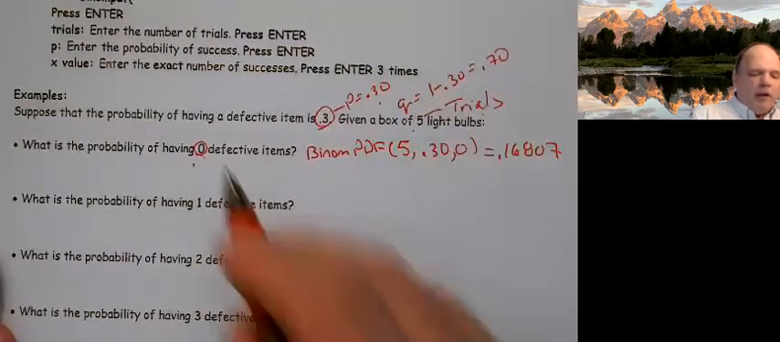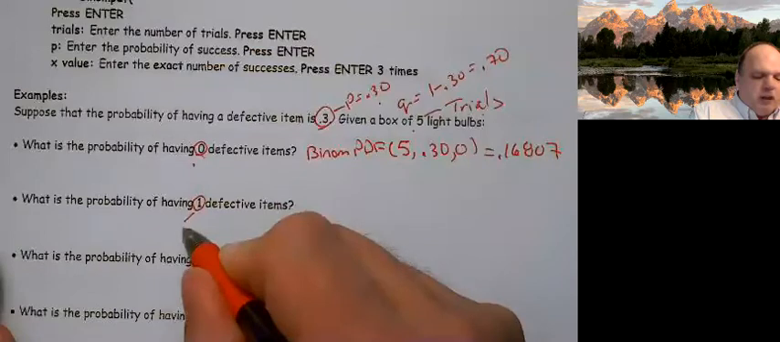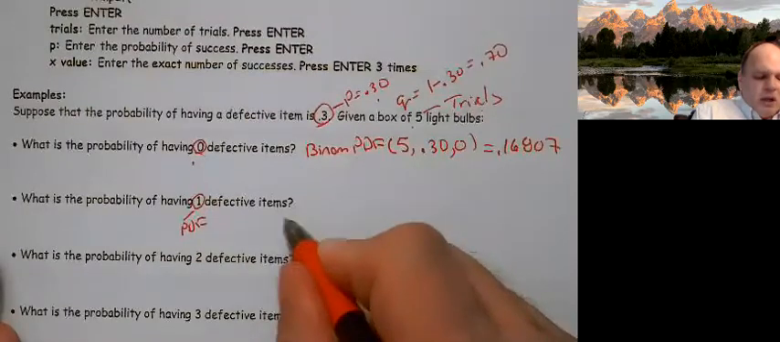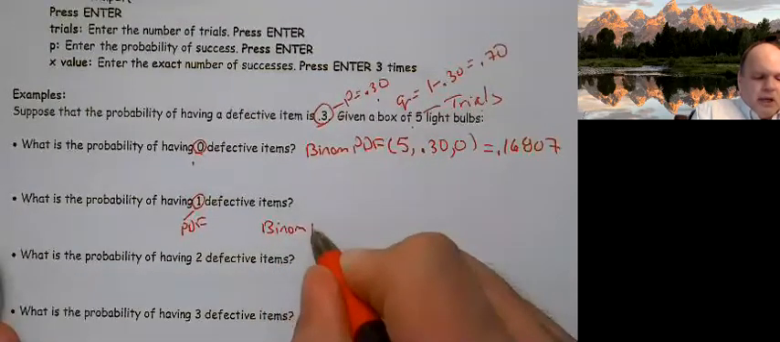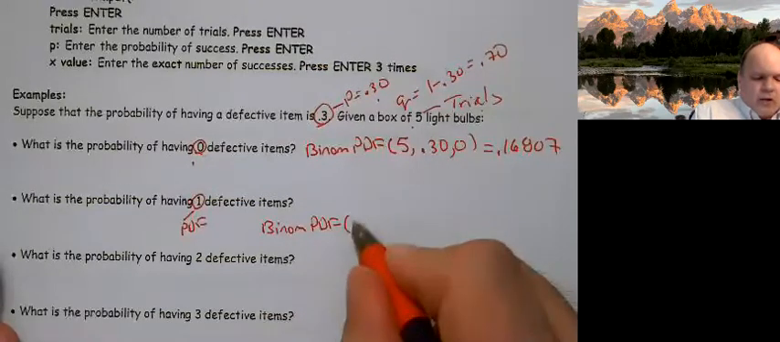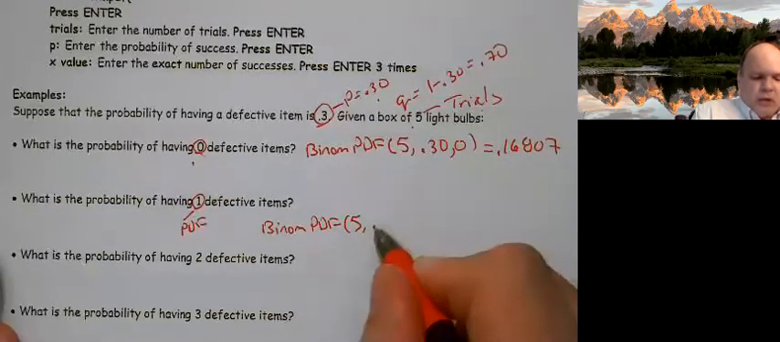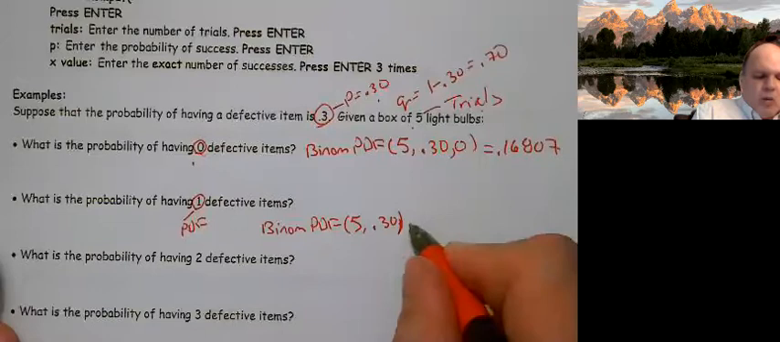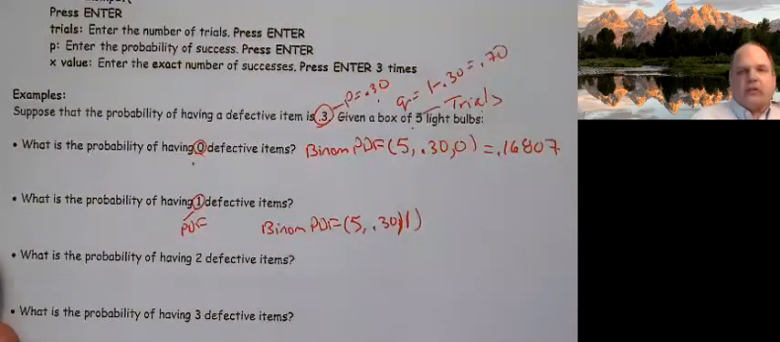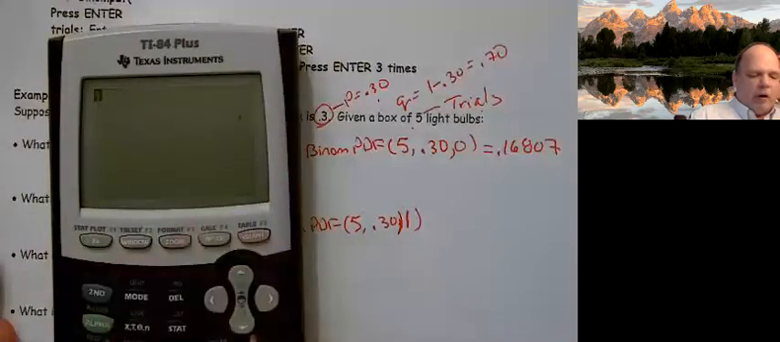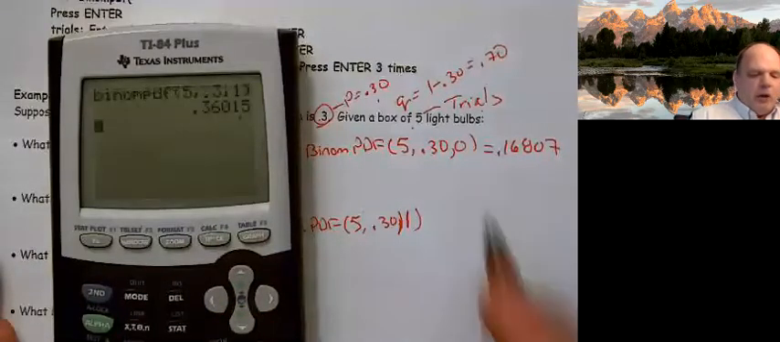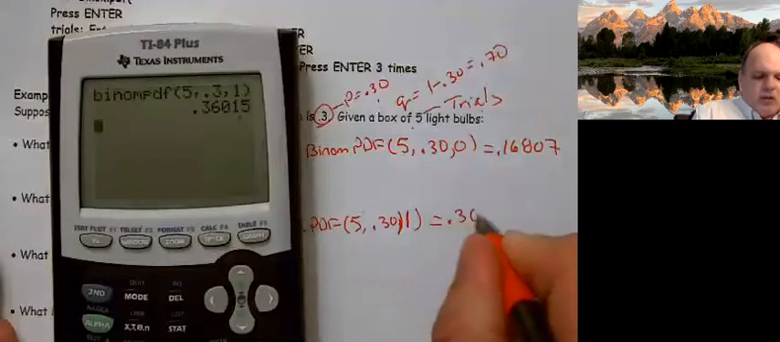What's the probability of having 1 defect? Well, once again, this is a very specific value, so this makes it a PDF. It's a singular value. So this is going to be binomial PDF. Our trials are still 5. Our probability is 0.30. Oops, that should be a comma, not a parenthesis. But we want 1 success. So here we go. Second vars, binomial PDF, 5, 0.3, and we're changing our X value to 1. When we do that, we end up getting 0.36015.